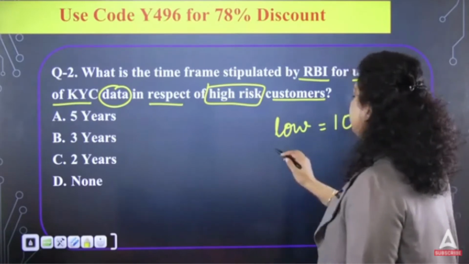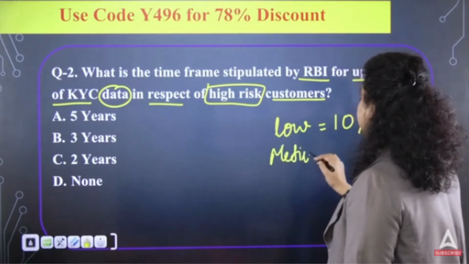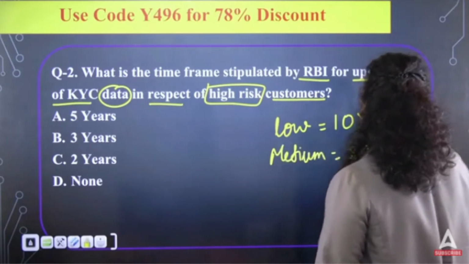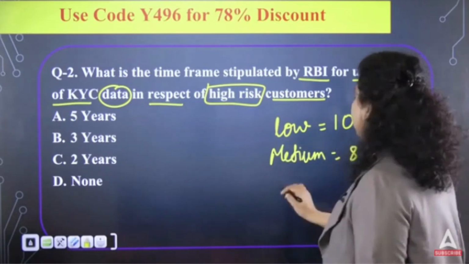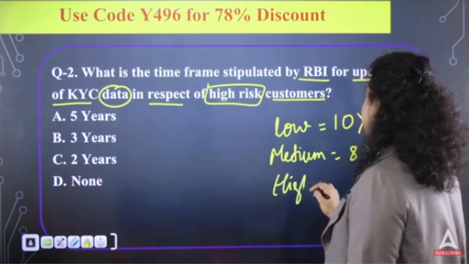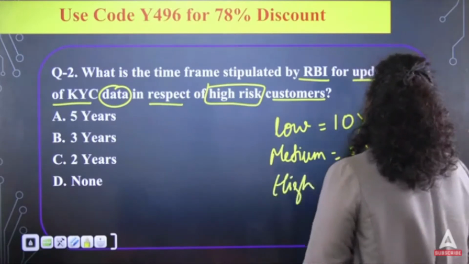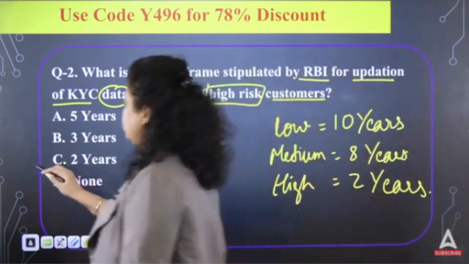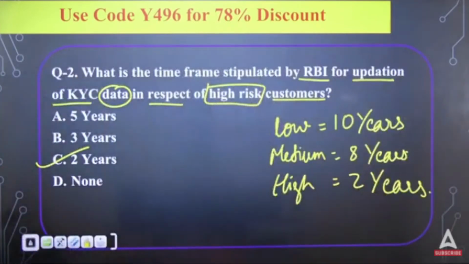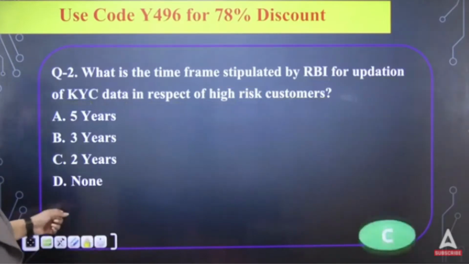Okay. For medium risk customer, it will be 8 years. And for high risk customer, it will be 2 years. So the right answer for this particular question will be 2 years, C option. I hope it is clear. Periodic updation is mandatory because RBI has said so. Next. So right answer is your C option.